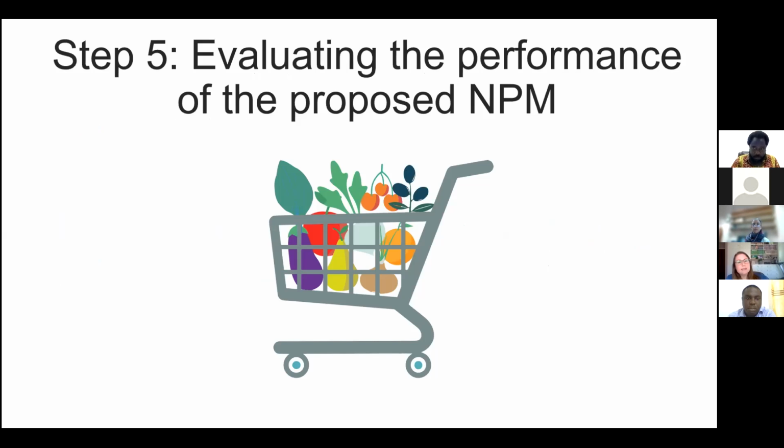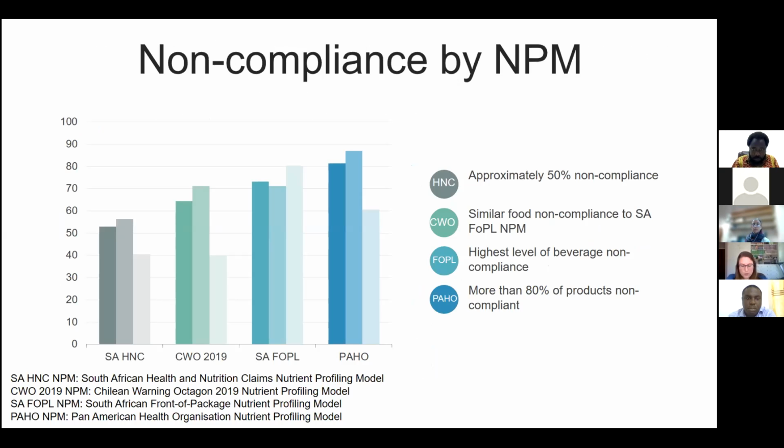Once we had decided on the nutrient profiling model, it is necessary to evaluate its performance against other existing nutrient profiling models. And in order to do this, we evaluated its performance against the Chilean model, the PAHO model, as well as the South African Health and Nutrition Claims model. Our model is referred to here as the South African Front of Pack Labeling, or FOPL model.